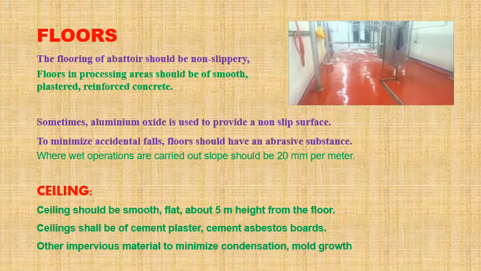Then about the ceiling. The ceiling should be smooth, flat, about 5 meters in height from the floor, mainly in the case of the slaughter hall. Ceilings shall be of cement plaster. Cement asbestos boards can also be used for cheaper construction. Other impervious material should be used wherever necessary to minimize condensation, that is the condensation of steam, which may lead to growth of mold.